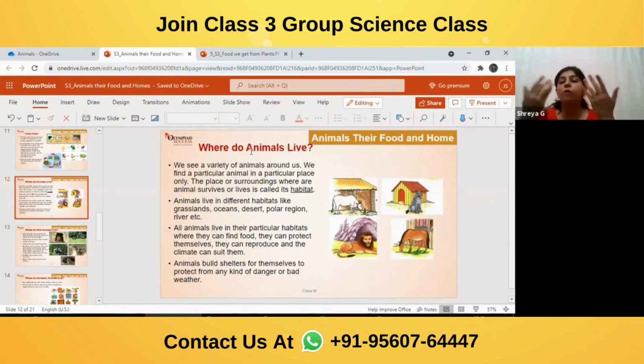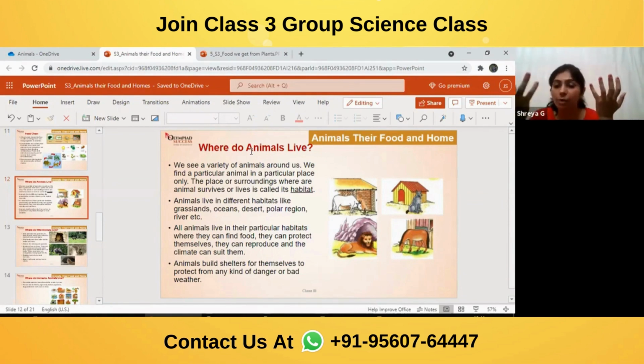Some animals live on trees. Some animals, like the lion, live in a den. So the den is the house of the lion, isn't it? For example, some animals make burrows in the ground. Yes, that is their home. So habitat is actually the home where you live. So where an animal lives is its habitat. Like the den the lion lives in is its habitat.